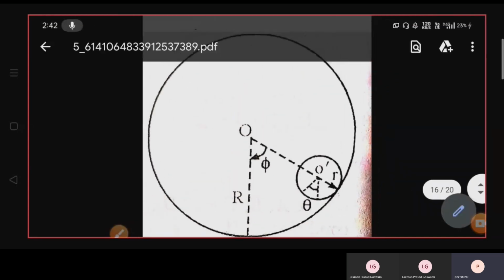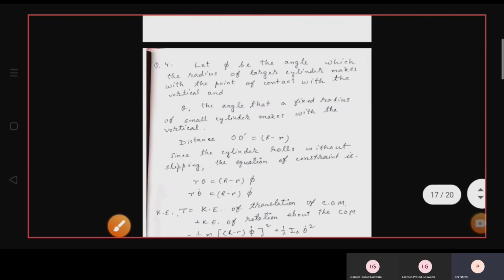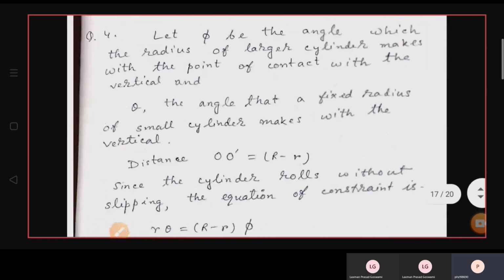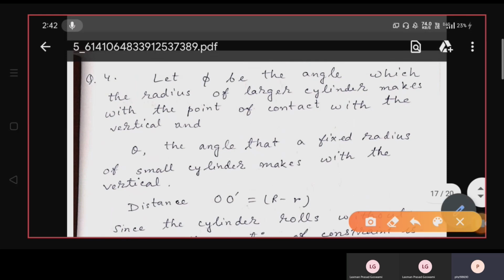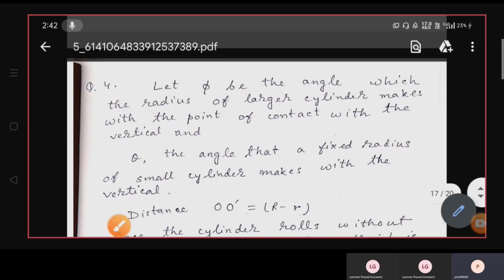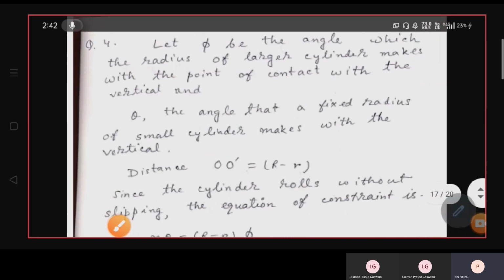So look here, this is the diagram. This is the larger cylinder and this is the smaller cylinder. It is rolling within the larger cylinder, and this is the theta angle and this is the phi angle. We first have to find out the constraint of the motion, that is the restriction of the motion. So let phi be the angle which the radius of the larger cylinder, through the point of contact, makes with the vertical, and theta is the angle that a fixed radius of the small cylinder makes with the vertical. So phi is for the larger cylinder and theta is for the smaller cylinder.